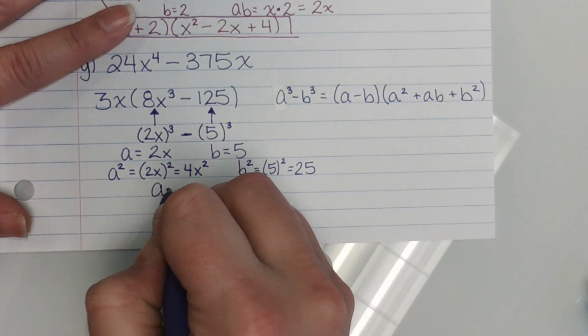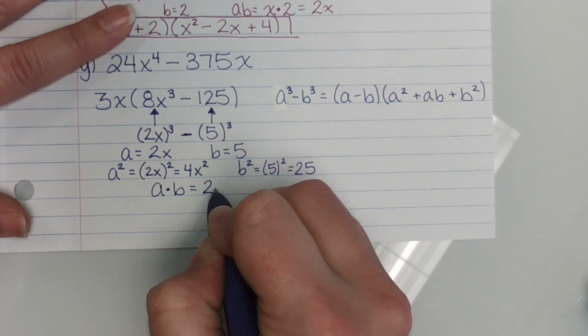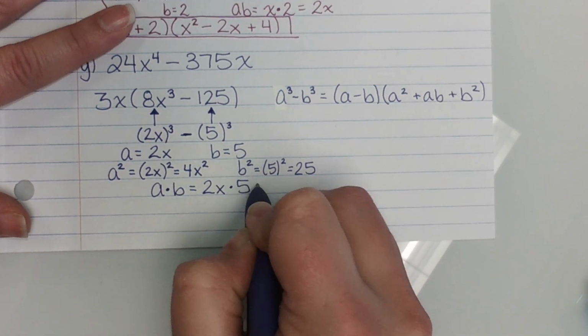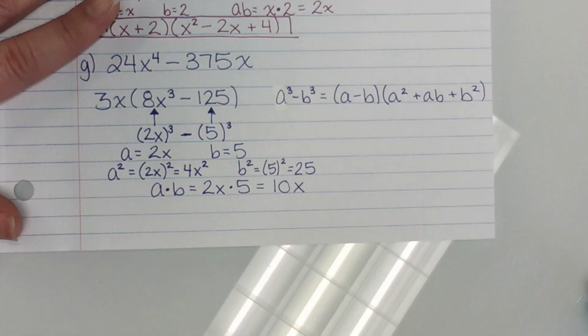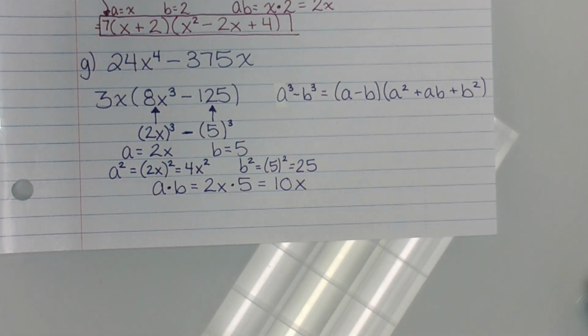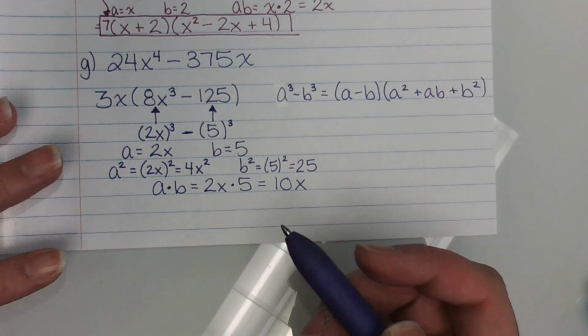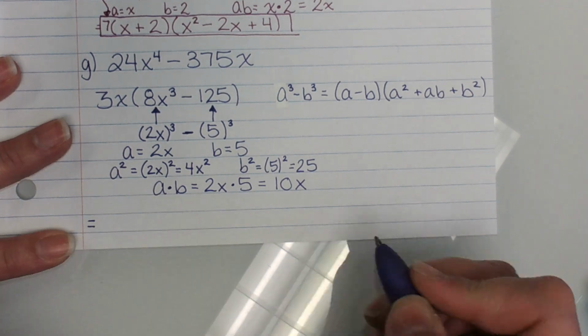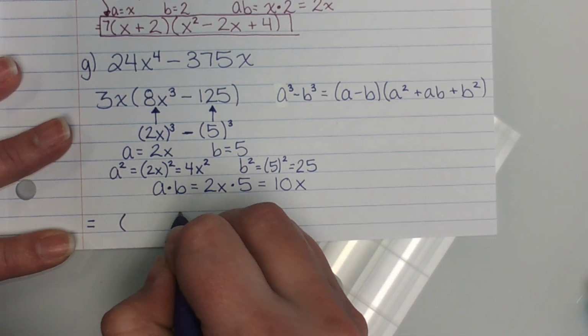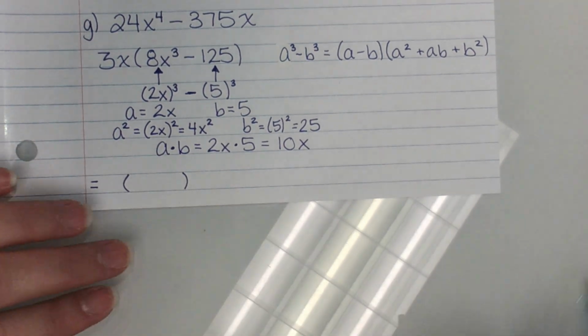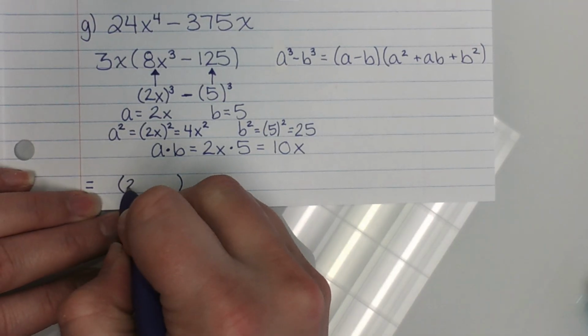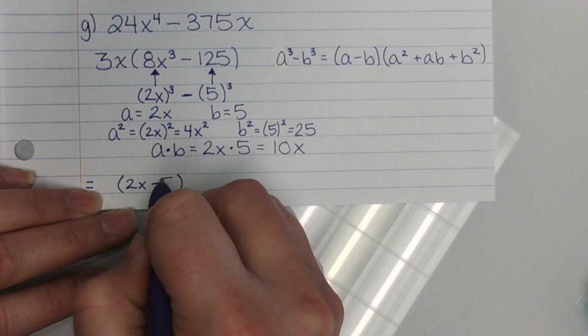I also need a times b. 2x times 5? 10x. That's all my components. I can now go to my factored form. First thing I notice is a minus b. What's a? 2x. What was b? 5. So 2x minus 5.